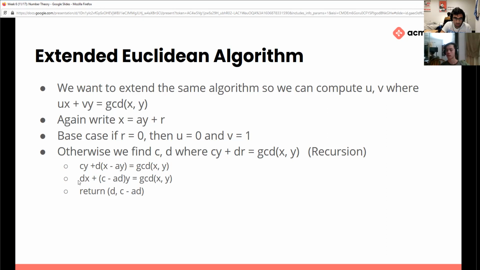So the term at the bottom here, dx plus (c minus ad) times y, equals GCD of x and y. It's in the same form as ux plus vy is GCD of x and y. So then we know the answer is d is equal to u, and c minus ad is equal to v. And so now what we've done is that we've changed the Euclidean algorithm to not just give us the GCD, but also give us the numbers such that we know what the linear combination is that equals the GCD.